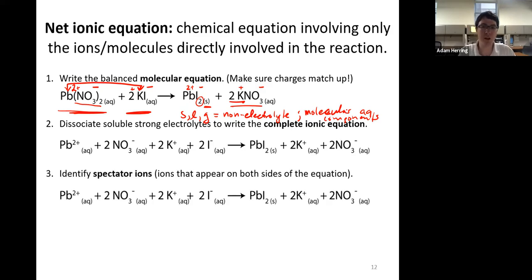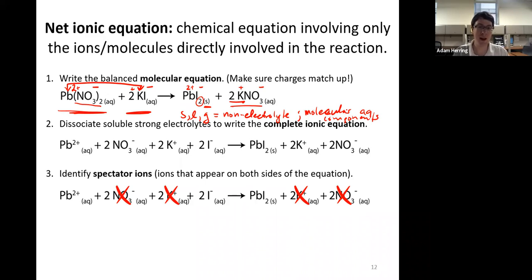Now we can identify our spectator ions. These are ions that appear on both sides of the equation. So all you do here is take a look at which substances are the same. And you can see that we have 2 nitrates that are both aqueous, and we have 2 potassium ions that are both aqueous. All of the other substances change.